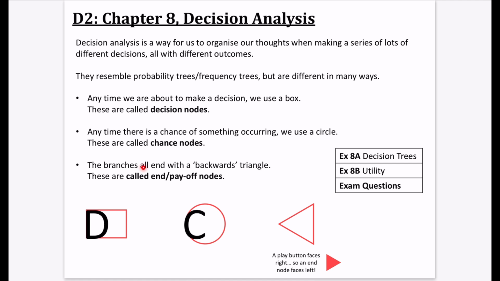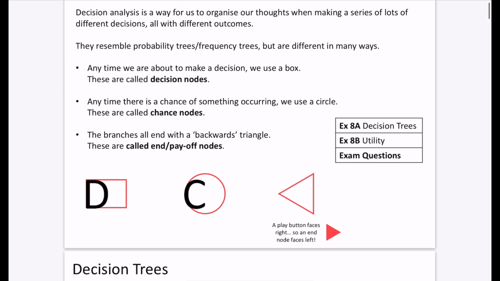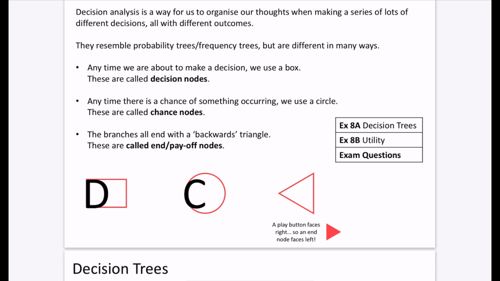And then all of the branches are going to end with a backwards triangle, which are called the end or the payoff nodes. To remember that they go as a backward triangle, with the flat part at the end, I think of it like this. When we have the play button for something, the play button is saying, yeah, let's keep going. So because it's the end of something, it's the opposite way around. Instead of facing to the right, it is going to face to the left. So at the end of every branch, we will draw these end or payoff nodes, boxes for decisions, and circles for chance nodes.